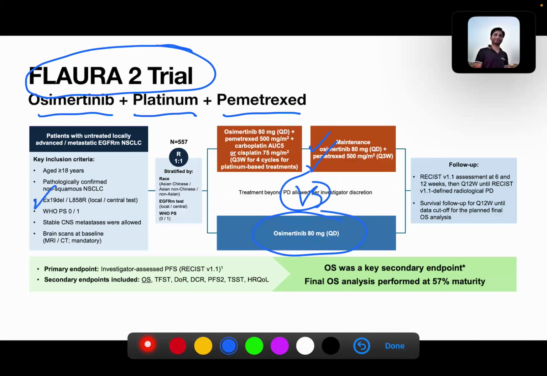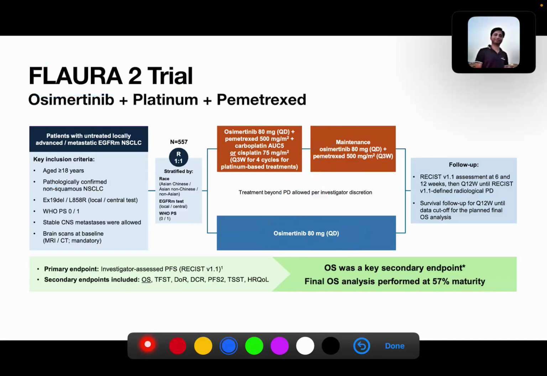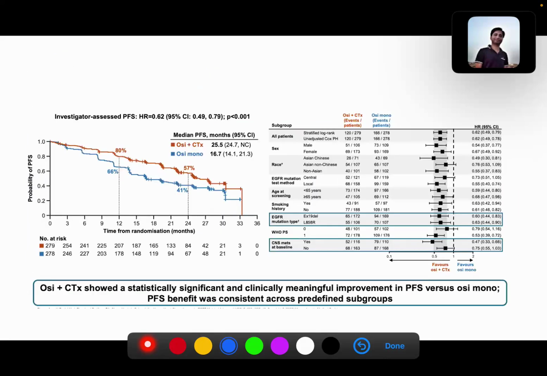In patients with common EGFR mutations. So what did this trial show? There was a significant PFS benefit that was seen at 2 years in the first interim analysis. And you will see here that the benefit was seen regardless of the EGFR mutation type. And also this greatly benefited patients with baseline CNS mets when compared to osimertinib alone. You can see the hazard ratio is 0.47 for patients with brain mets, right? So even the poor subgroups fared really well with this combination therapy.